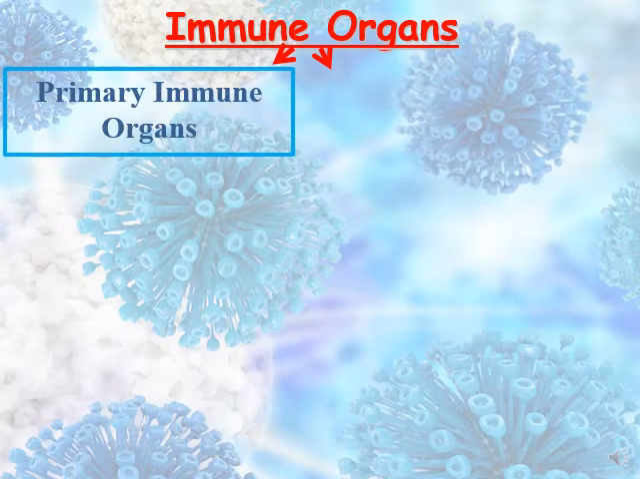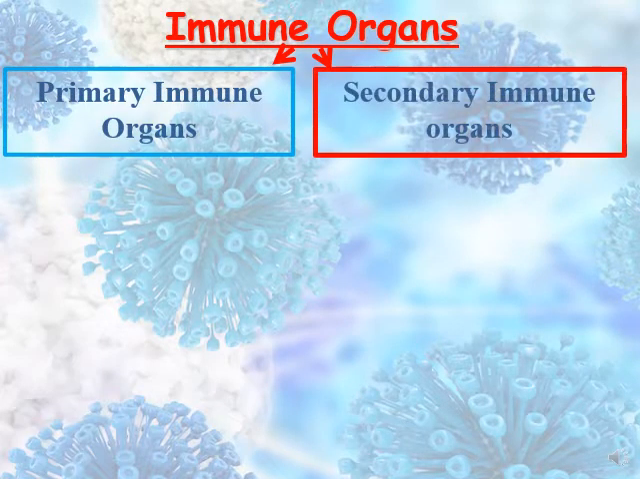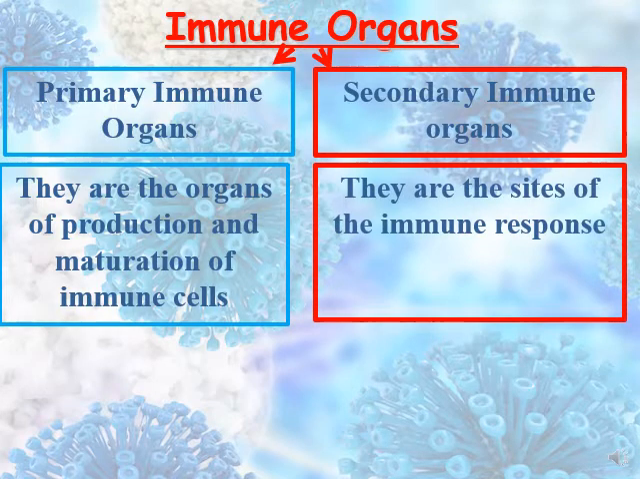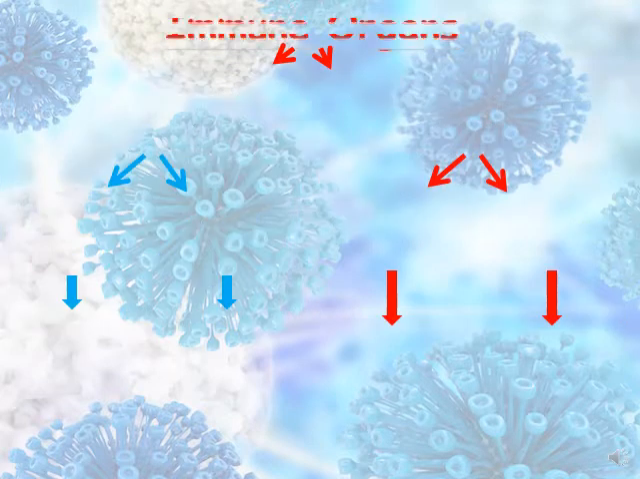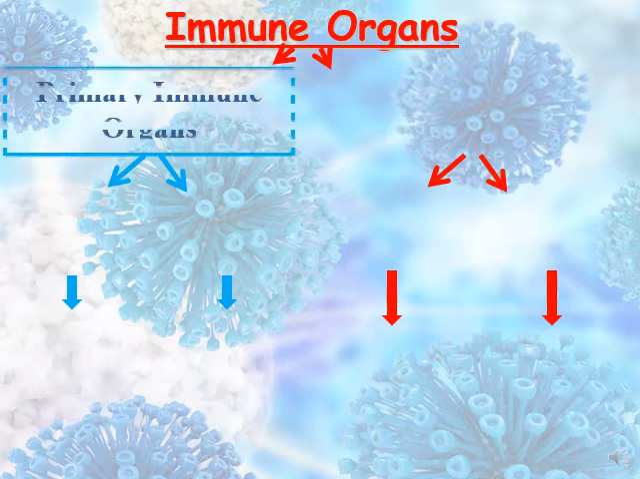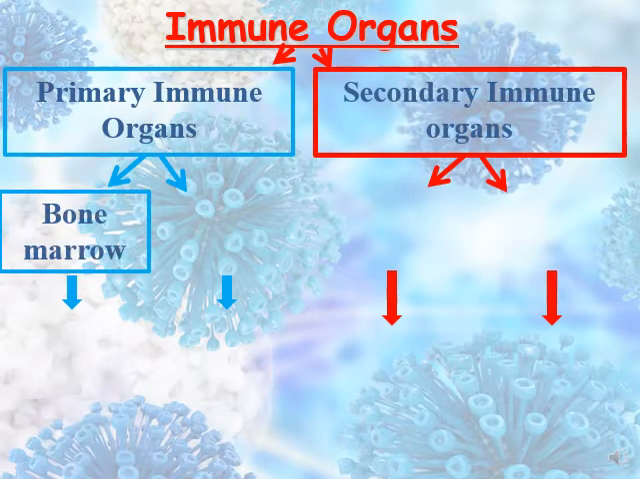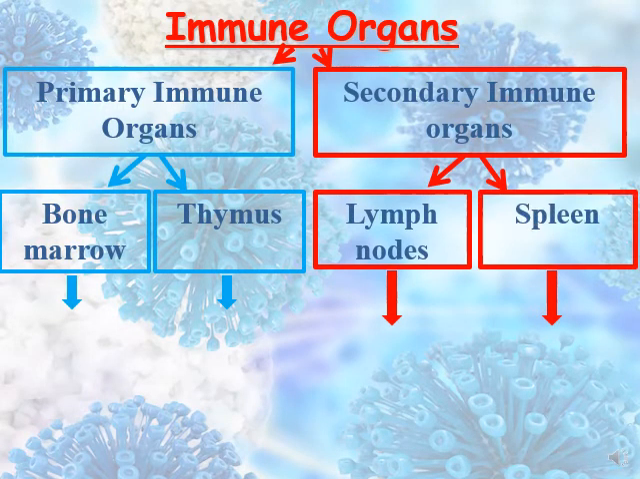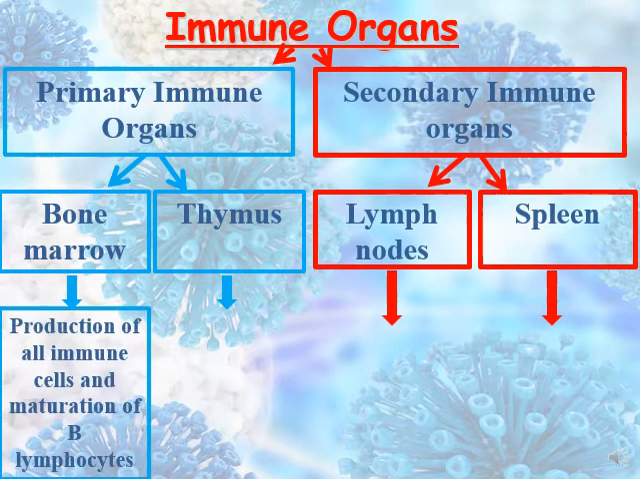Immune organs are divided into primary or secondary immune organs. Primary immune organs are the organs of production and maturation of the immune cells, whereas secondary immune organs are the sites of the immune response. Primary immune organs include the bone marrow and the thymus, while the secondary immune organs include the lymph nodes and the spleen.